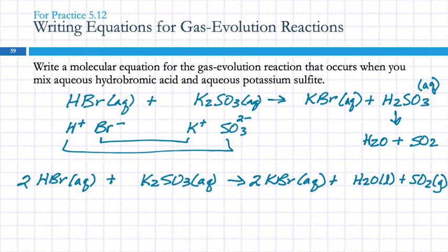And then let's check sulfur. So here's sulfur and one sulfur. Let's check hydrogen. There's 2 hydrogens here, 2 hydrogens there. And the oxygen, there's 3 oxygens. There's 2 oxygens in the gas and 1 in the water. Balanced. Any questions?